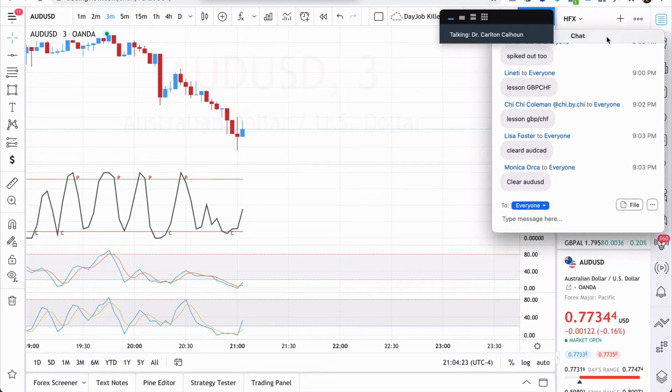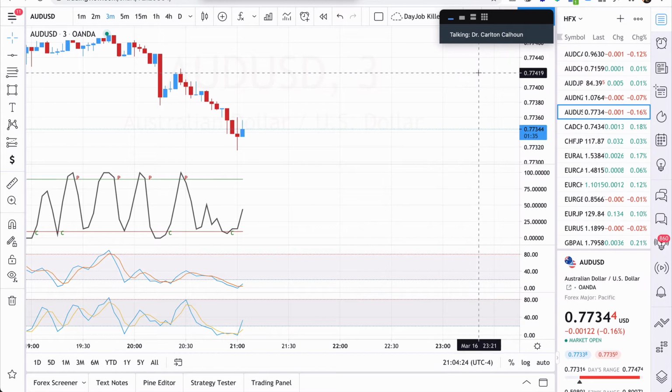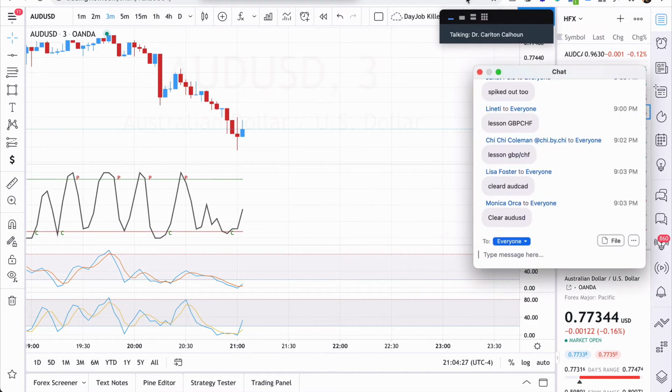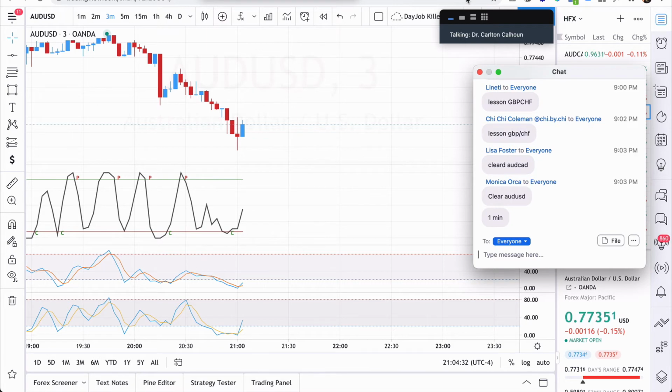Cleared AUD USD. There you go. Good. What were your time frames? I'm just curious. Yep, 1 minute. That's what I thought. This is one of those times I would base it on the 15 minute. I still see it pushing up on the 3.